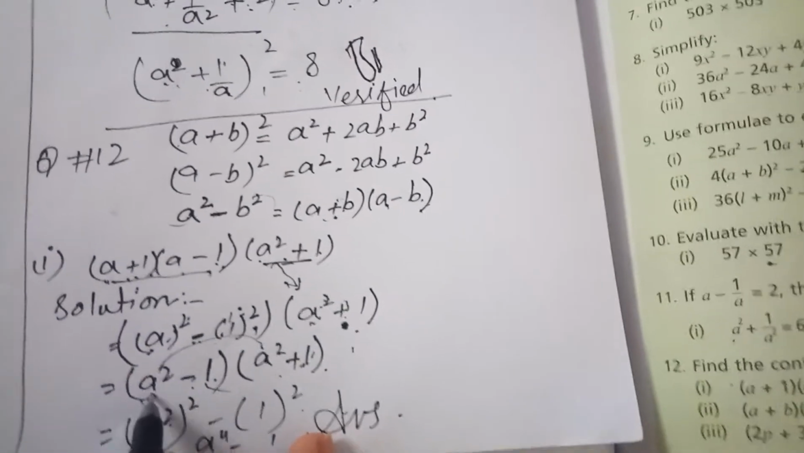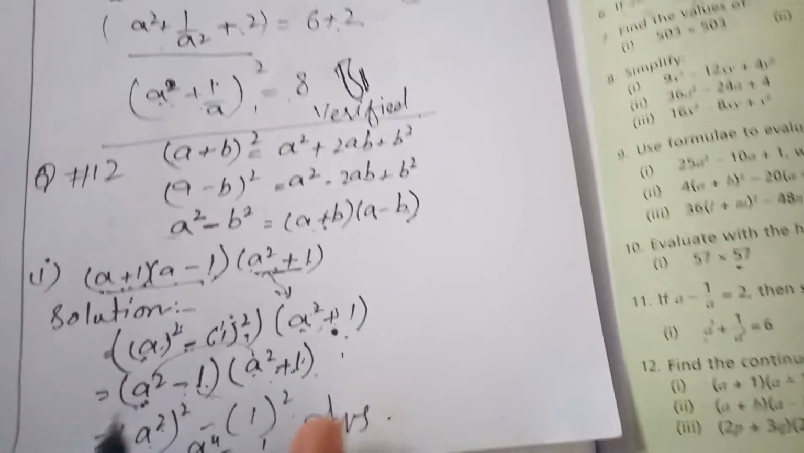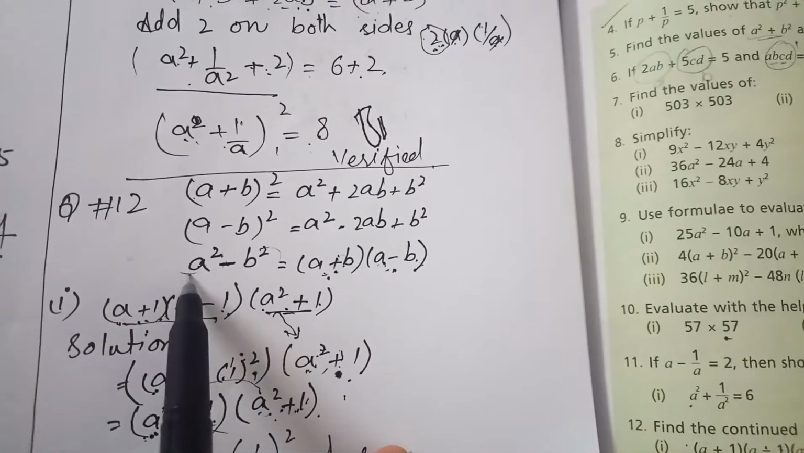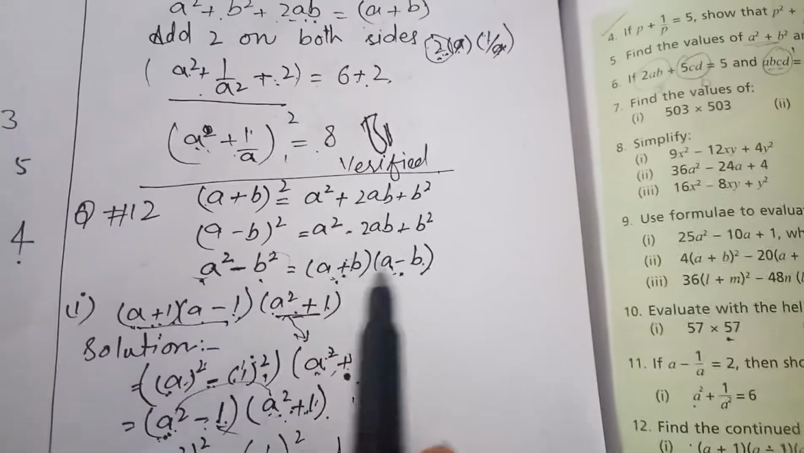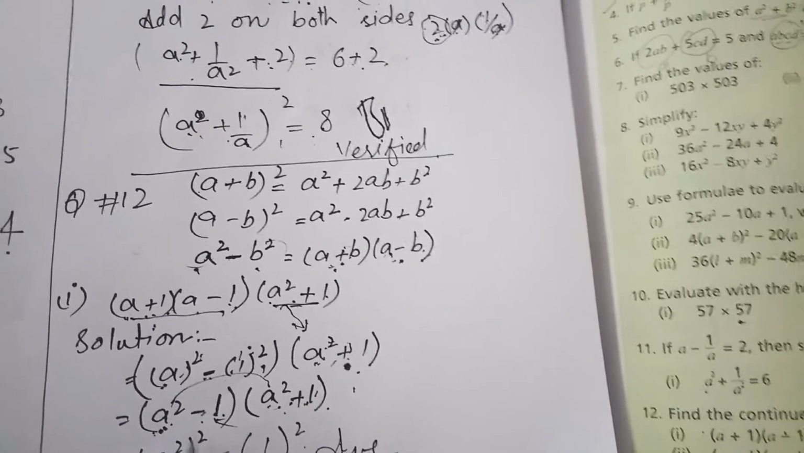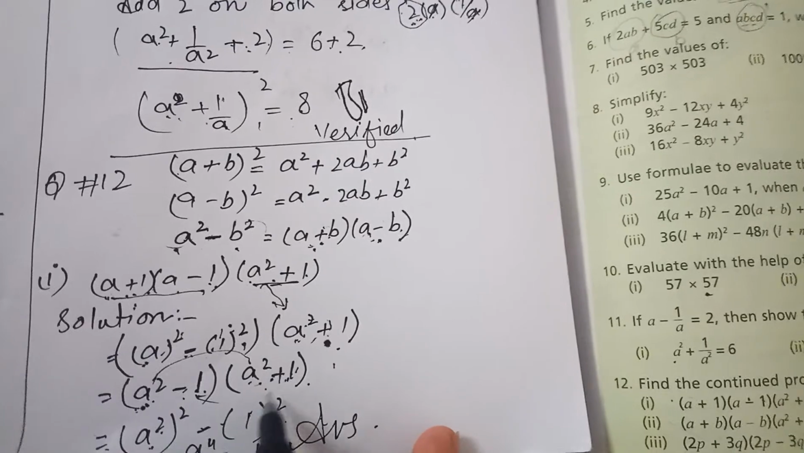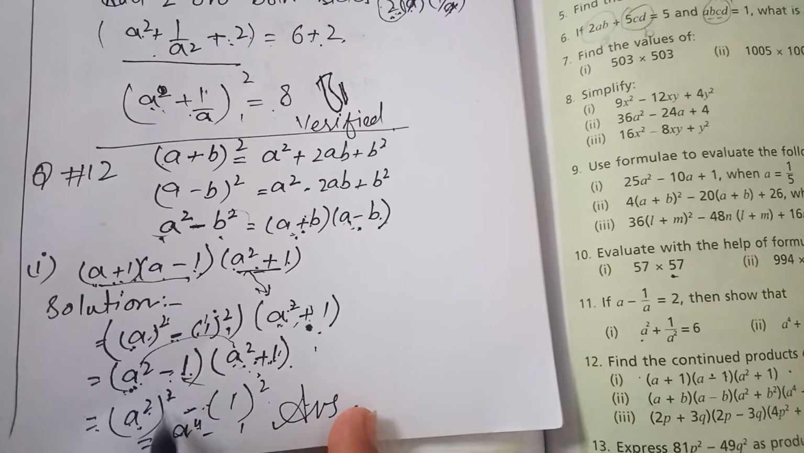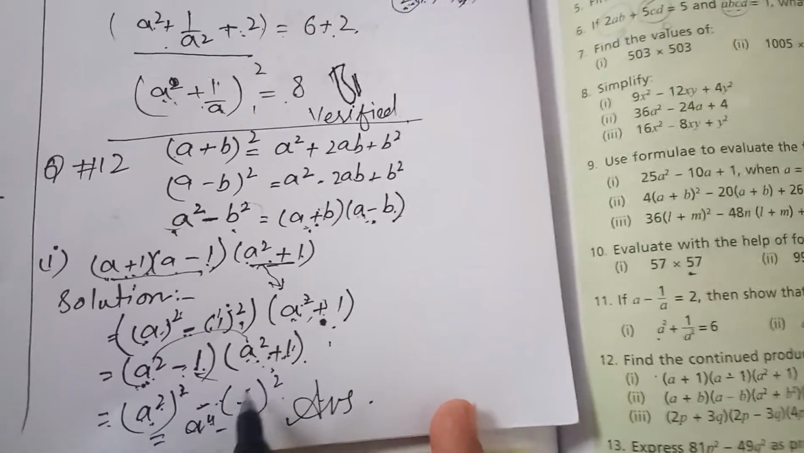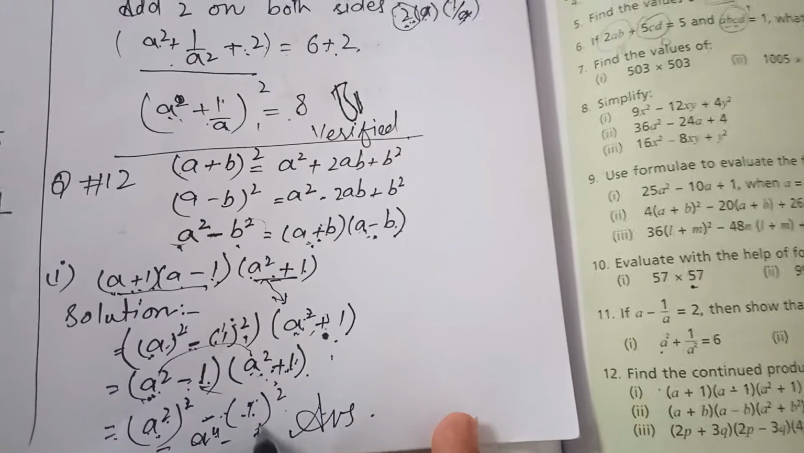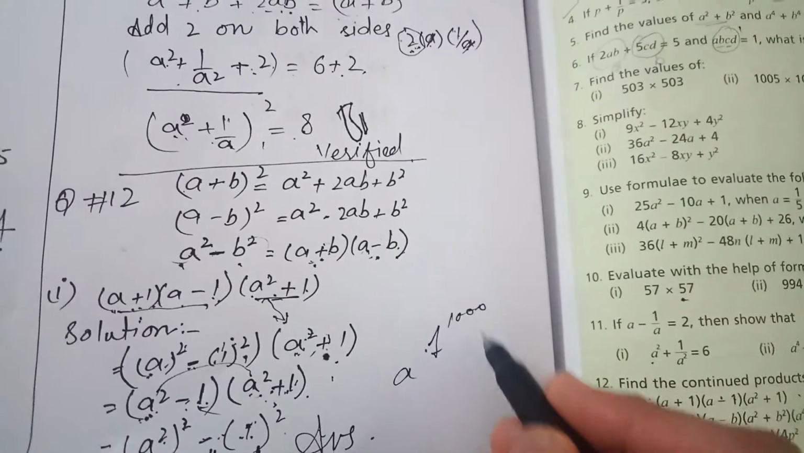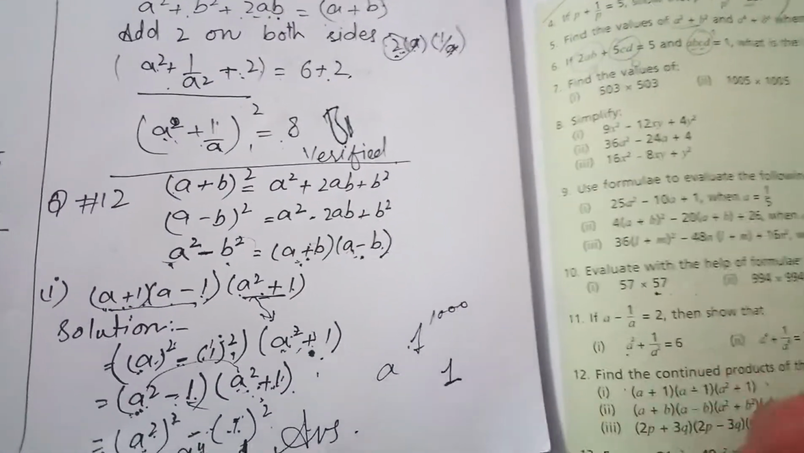Now see, it is a square minus 1 and a square plus 1. There are two values like this, one with the sign of plus, one with the sign of minus. They will be written as the square of first value minus square of second value. The square of first value is a square again square, and the square of second value is 1 square. So a raised to power 4, as 2 2s are 4, and any power of 1 will make it only 1. Doesn't matter if 1's power is 1000, it will remain only 1.